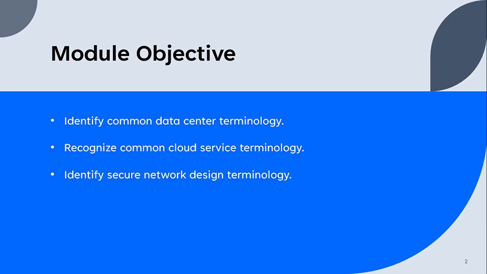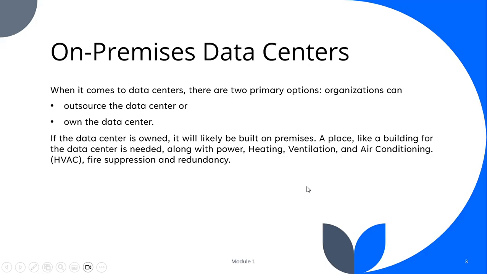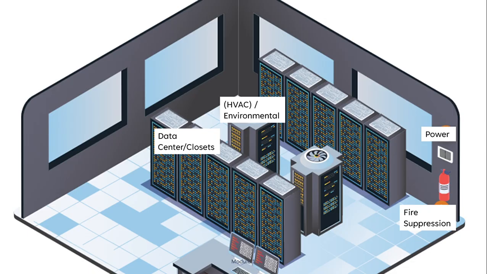And of course, what we are going to be doing today is finishing the last objective, which is to identify secure network design terminology. Alright, so we talk about data centers, and data centers are like buildings where organizations store their data. So we talk about components, things that you can find in a data center.